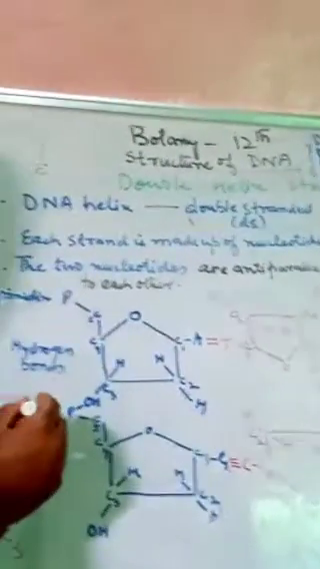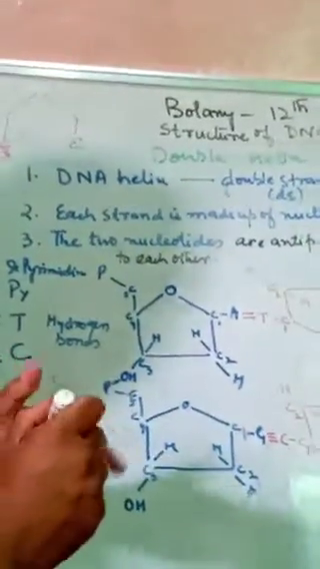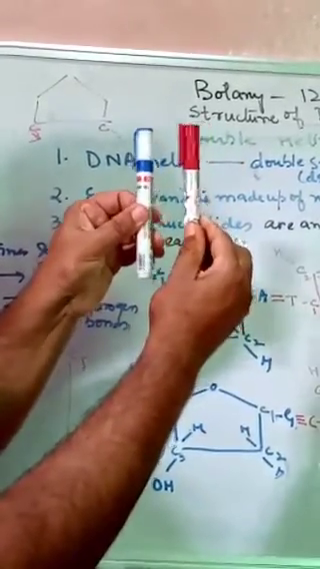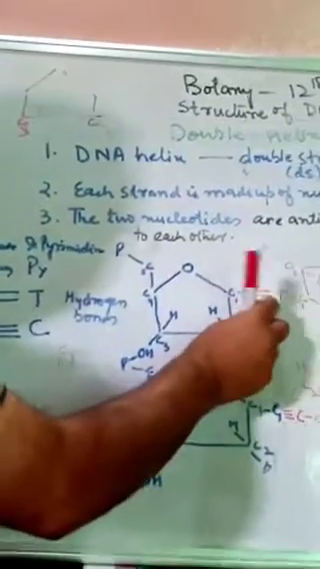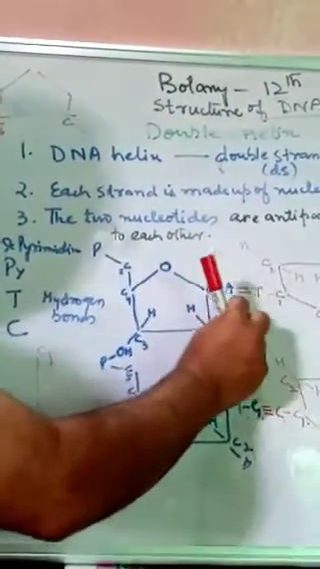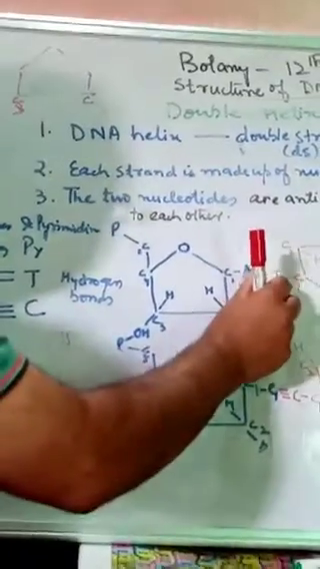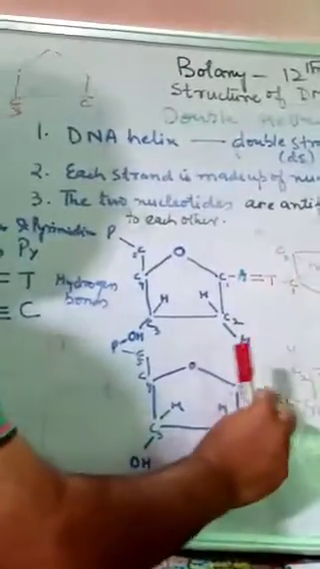Now these two are parallel to each other. That means if these are the two parallel strands, they do not meet at any point. They are equidistant from each other. The reason is that these nitrogen bases, adenine and thymine, or guanine and cytosine, are at equal distance from each other.